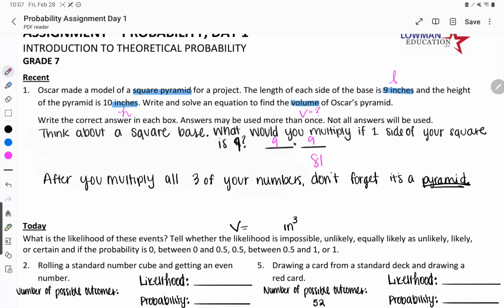Then, after we consider that, we say, okay, the height is also 10. So if I'm doing length times width times height, I'd be doing 9 times 9 times 10. So I'd multiply this by 10. That would give us 810.